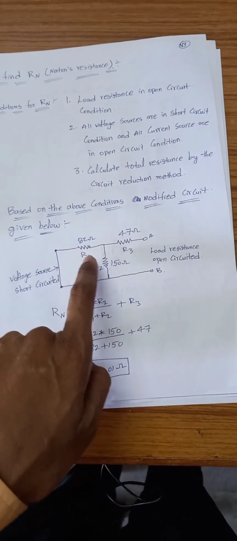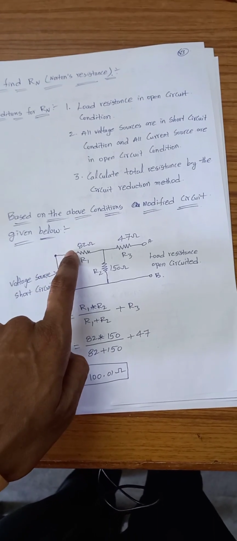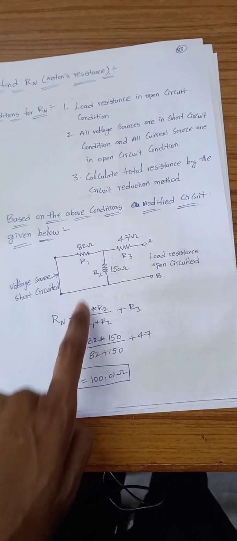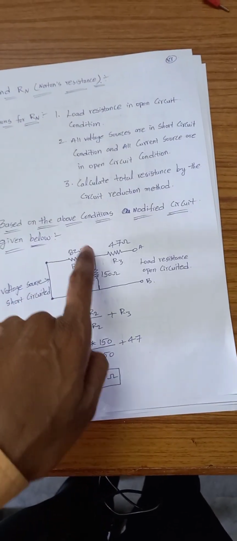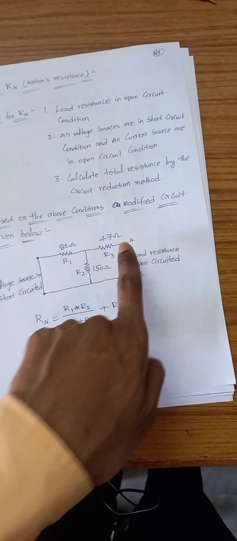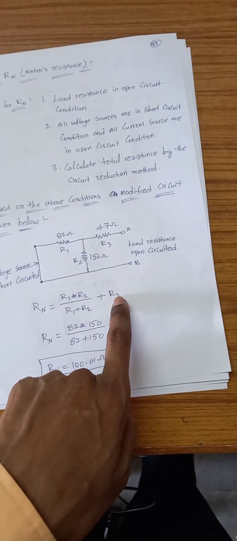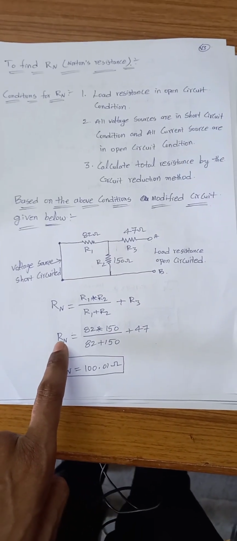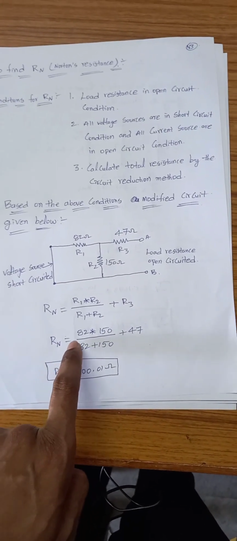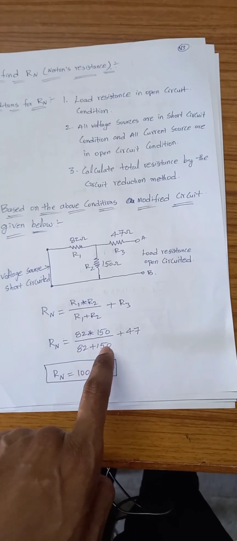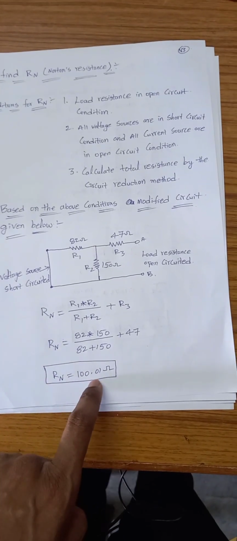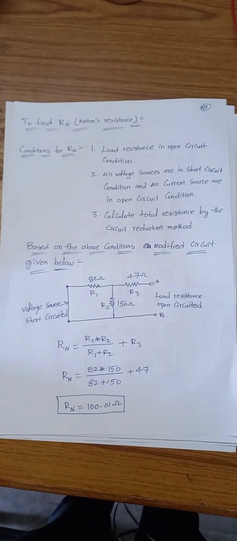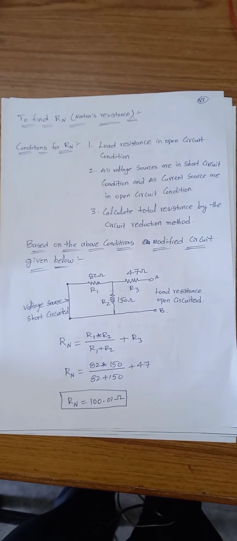These two resistances are the first consideration. So here 82 and 150 are parallel resistances, that's why I have written R1 and R2 by R1 plus R2, and these two parallel resistances are in series with this R3 resistance, that's why R3 in series. Then I am going to substitute all the resistance values here. Rn equal to 82 into 150 by 82 plus 150, plus 47, then we get Rn, Norton's resistance, equal to 100.01 ohms. This is the Norton's resistance calculation.